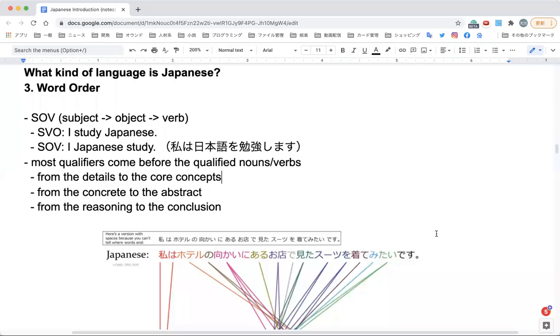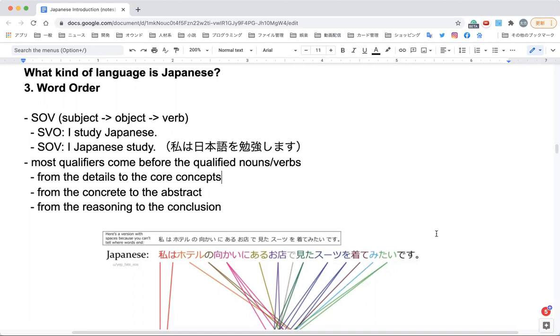Okay, in this lesson, I'm going to be talking about word orders in Japanese. So, in what order we put words to make a sentence. Maybe you've heard of this term SVO, S for subject, V for verb, O for object. English is, as you know, an SVO language, where the verb comes before the object.